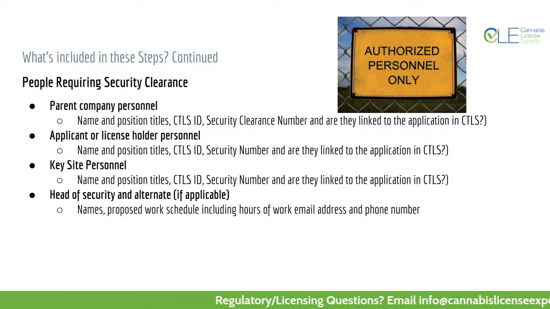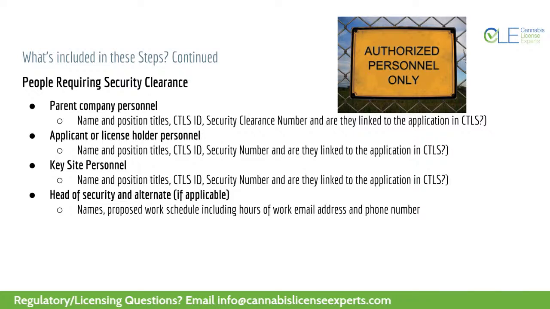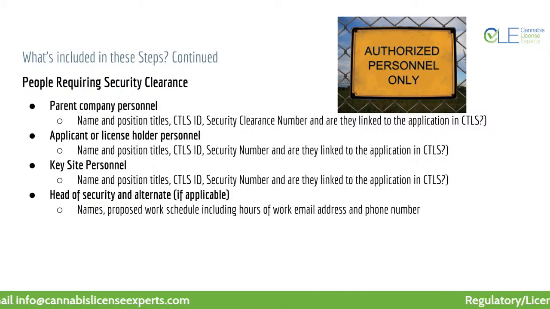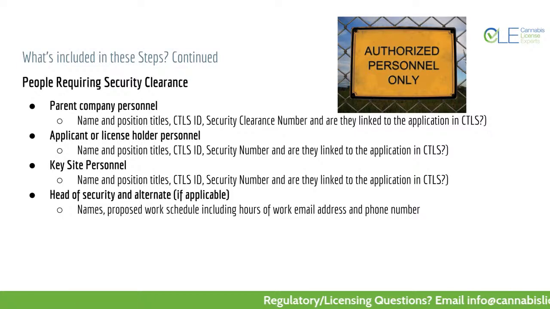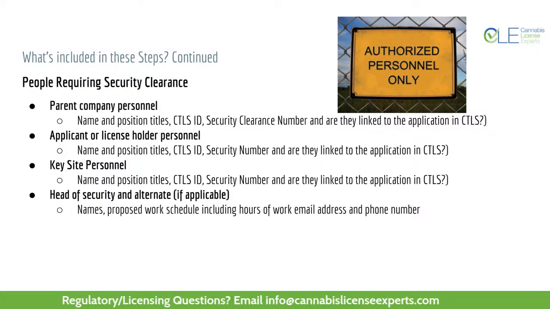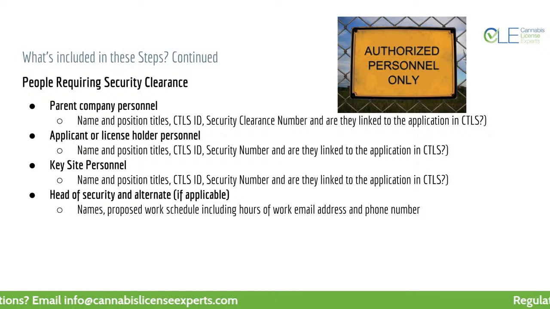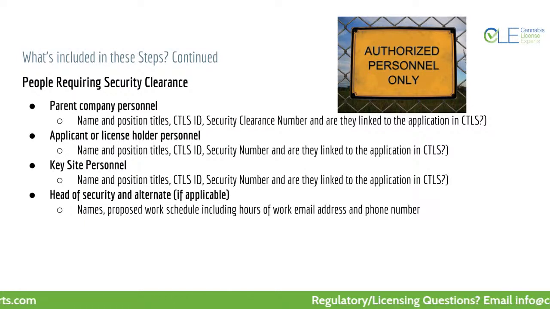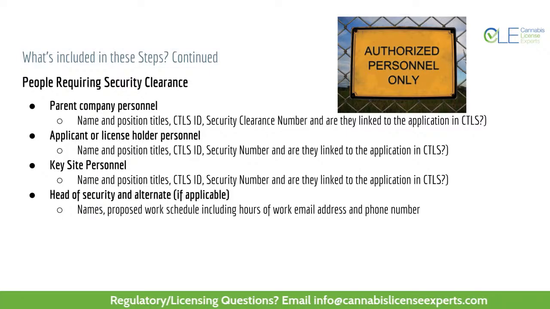Now, very important for an organizational security plan would be who your head of security is. So again, on top of what we've already mentioned above with name, position, title, CTLS IDs, security IDs, and link to the application, you're also going to outline their proposed work schedule, including the hours of work, their personal email address, and telephone number. And if you choose to have an alternate, it's not required, but you can list an alternate head of security on your application, and you will be required to provide the same information.